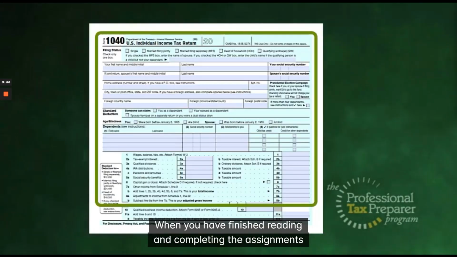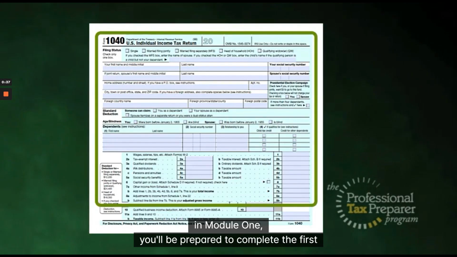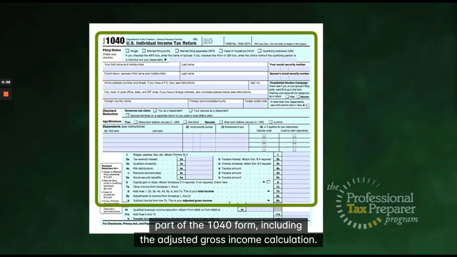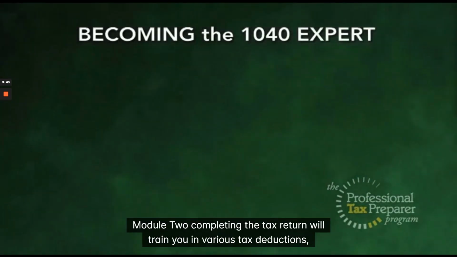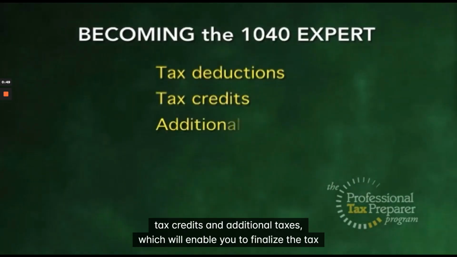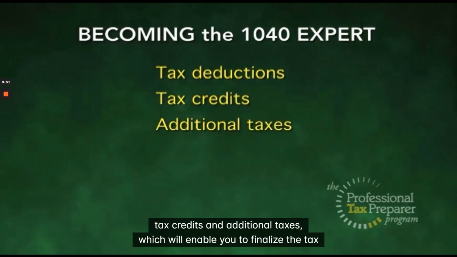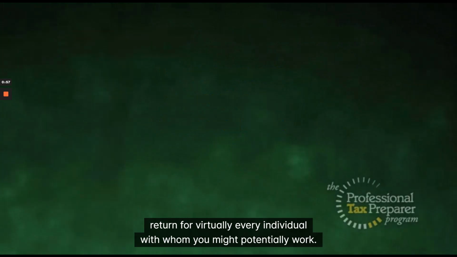When you have finished reading and completing the assignments in Module 1, you'll be prepared to complete the first part of the 1040 form, including the adjusted gross income calculation. Module 2, completing the tax return, will train you in various tax deductions, tax credits, and additional taxes, which will enable you to finalize the tax return for virtually every individual with whom you might potentially work.